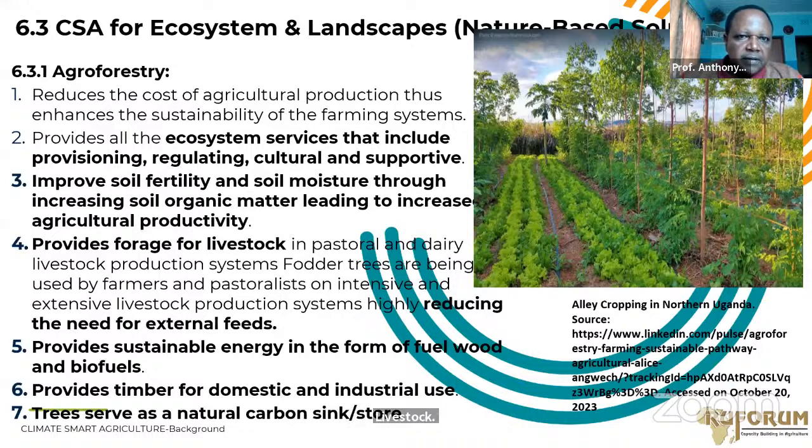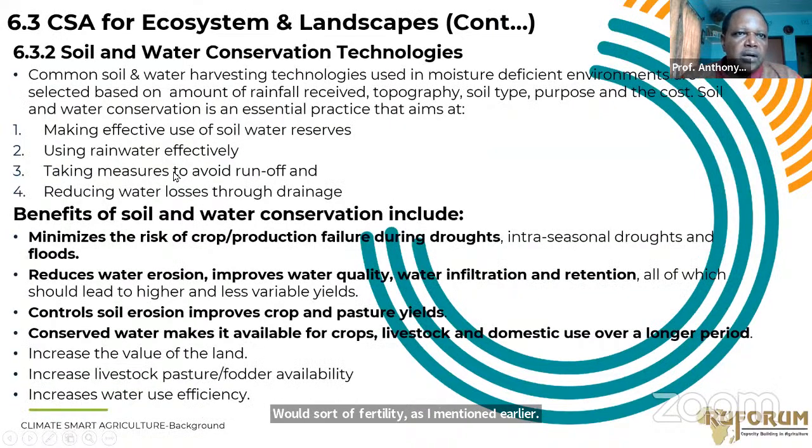We continue with the advantages: the ecosystem services that include provisioning, regulating, cultural and supportive services. They are together incorporated in agroforestry systems, issues of improved soil fertility, etc., as I mentioned earlier. Then we go now to the part of the soil and water conservation technologies.